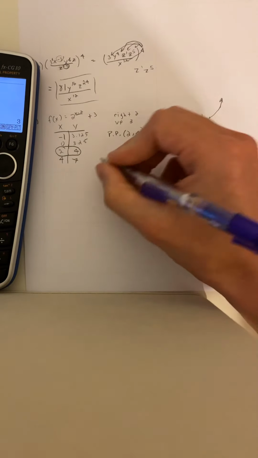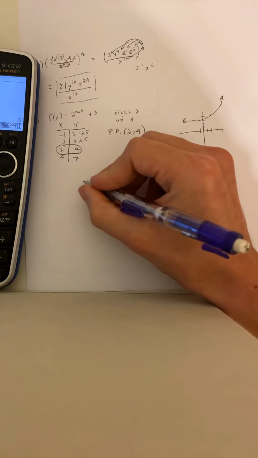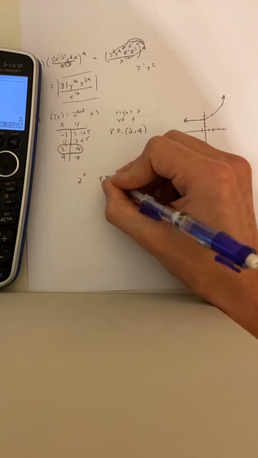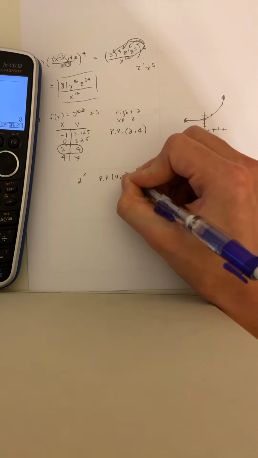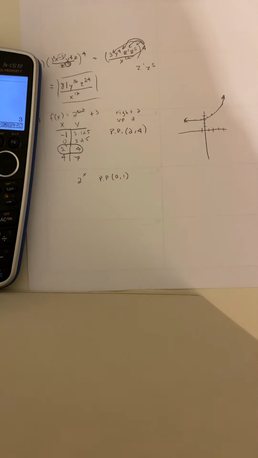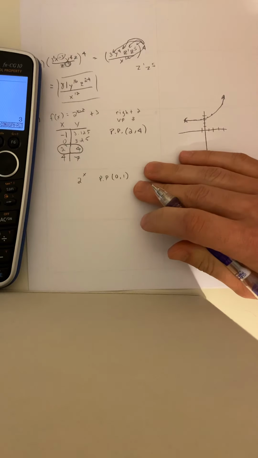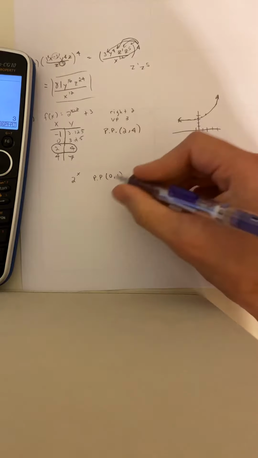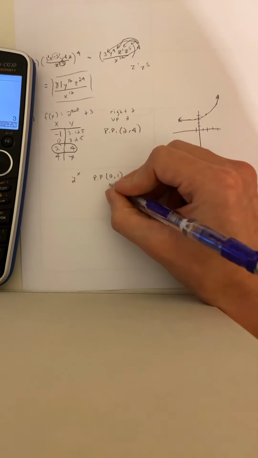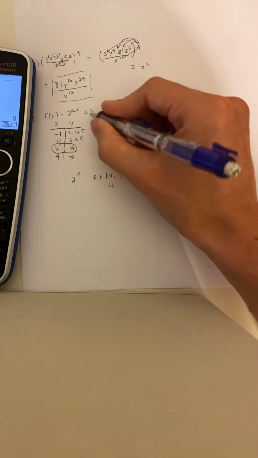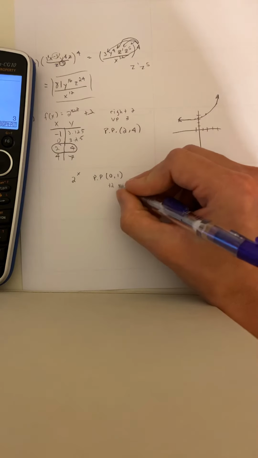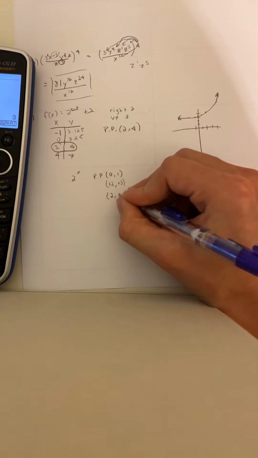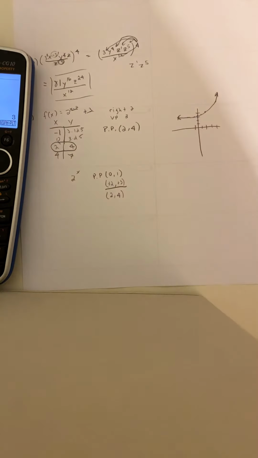Another way to look at it is my base pivot point in 2 to the x, my pivot point for that equation is 0, 1. And that's because this is my parent function, so I use that, and that's my pivot point for that. And with a transition to the right 2, I would want to add 2 here, and up 3, which I have right here, I would want to add 3 here, which would then make my pivot point 2, 4 when I add that down.